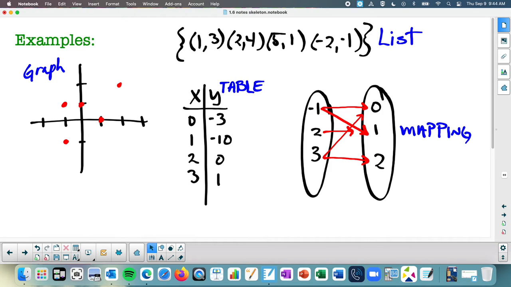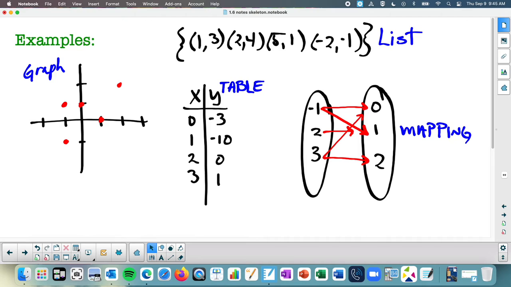The way the mapping graph works is wherever there's an arrow, the beginning of the arrowhead is like your input or your X. So this would be the point -1, 0, -1, 1, 2, 1, 3, 0, 3, 2. So that's kind of how you read the maps.